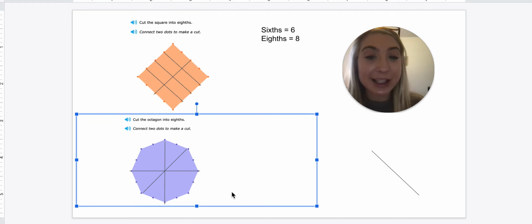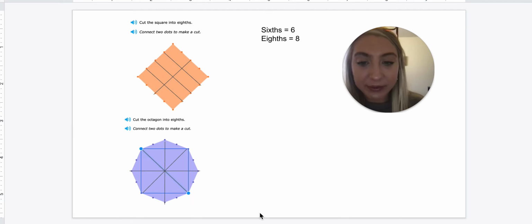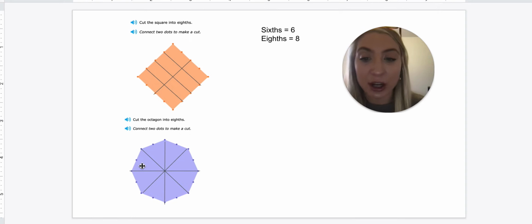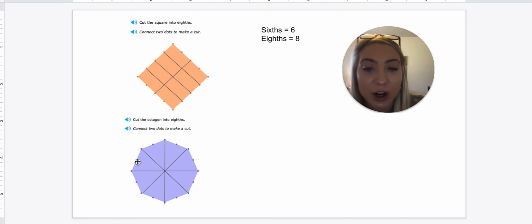So what I do to one side, I have to do to the other side in order for them to remain equal parts. So again, it was the one in the middle to the one in the middle here. And now I cut it into eighths. So let's count to double check. 1, 2, 3, 4, 5, 6, 7, 8. 8 equal parts. And again, how can I double check that they're equal? Each part has a dot in the middle, so I know that they're all the same spacings.